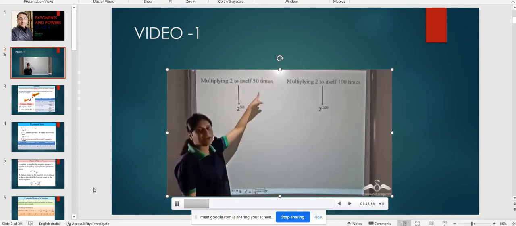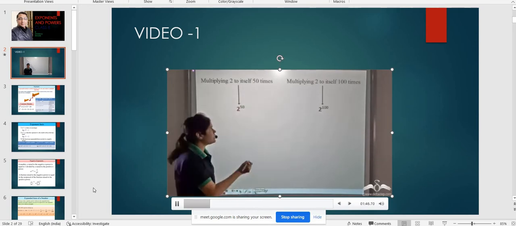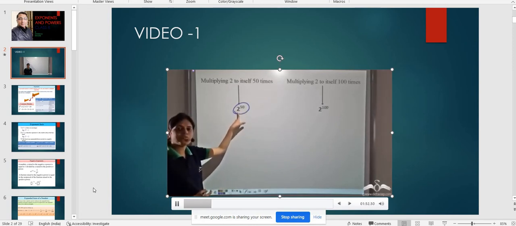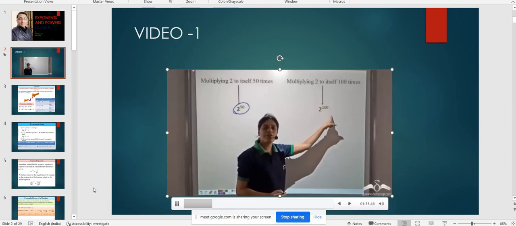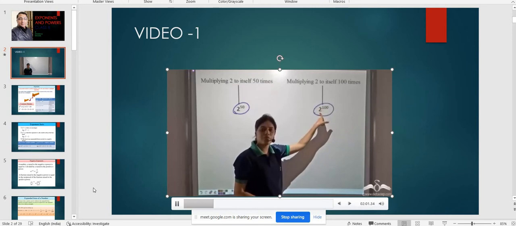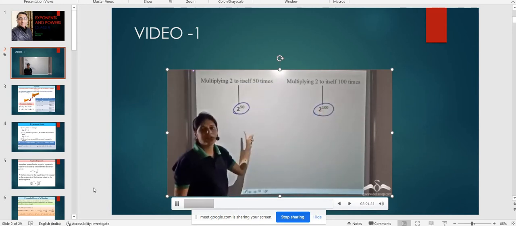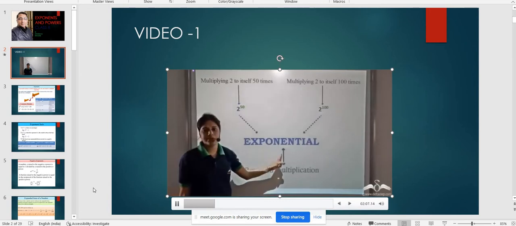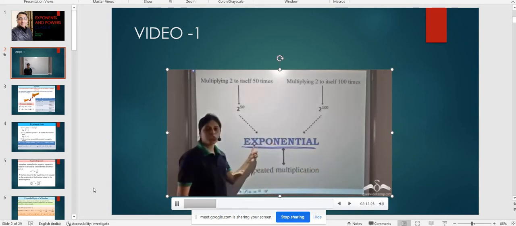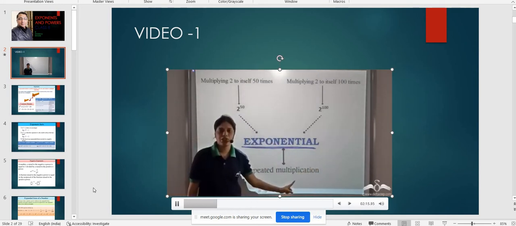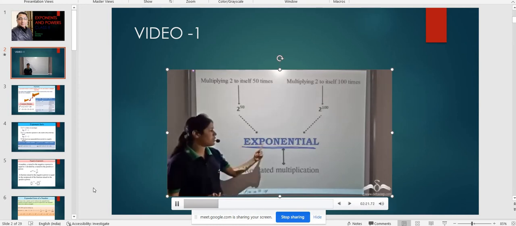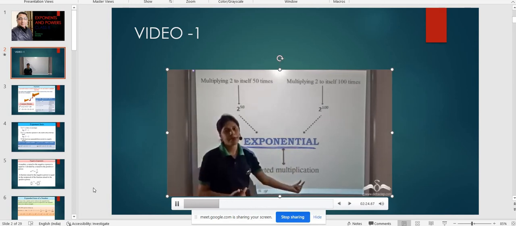Similarly, 2 multiplied to itself 50 times is written in this manner. That is 50 is written as a superscript of 2. 2 multiplied to itself 100 times is written in this manner. 100 is written as a superscript of 2. And such numbers are called exponential numbers. So exponential denotes repeated multiplication. Just like multiplication denotes repeated addition, exponentials denote repeated multiplication.